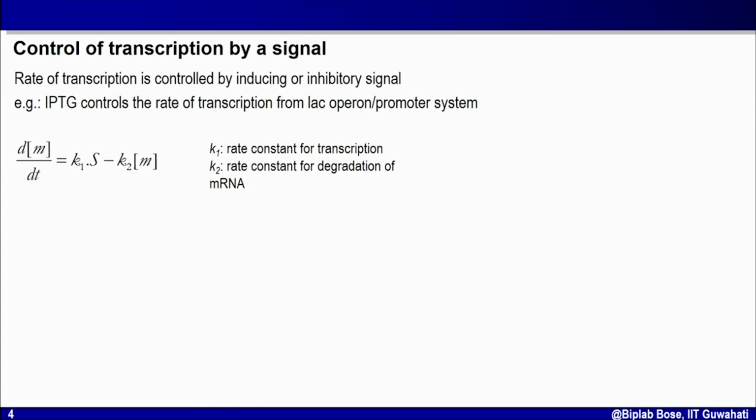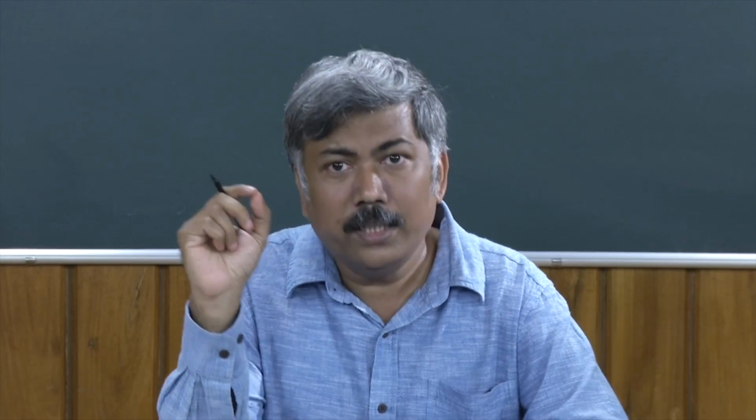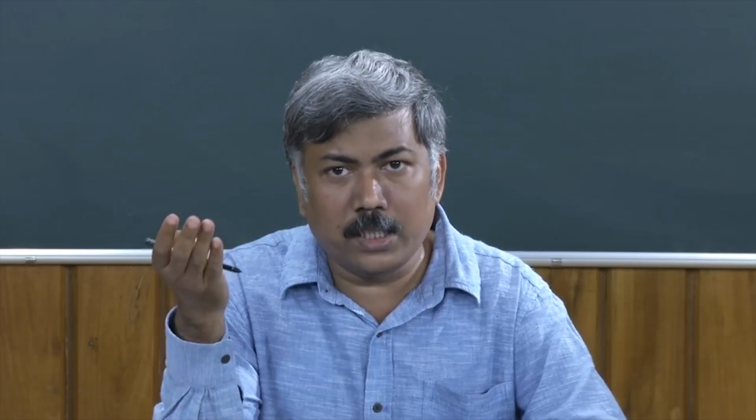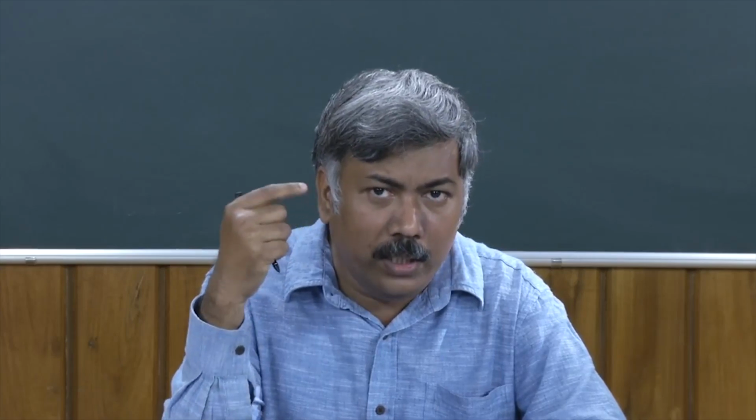I will start with writing the ODE for the mRNA. Now, mRNA concentration is controlled by transcription and degradation of the mRNA. Transcription is again controlled by the signal, which may itself be a transcription factor or a molecule which goes and activates a transcription factor. So that transcription factor or inducing signal will control the rate of synthesis of the mRNA. An inhibitory signal will also control the rate of synthesis of the mRNA.